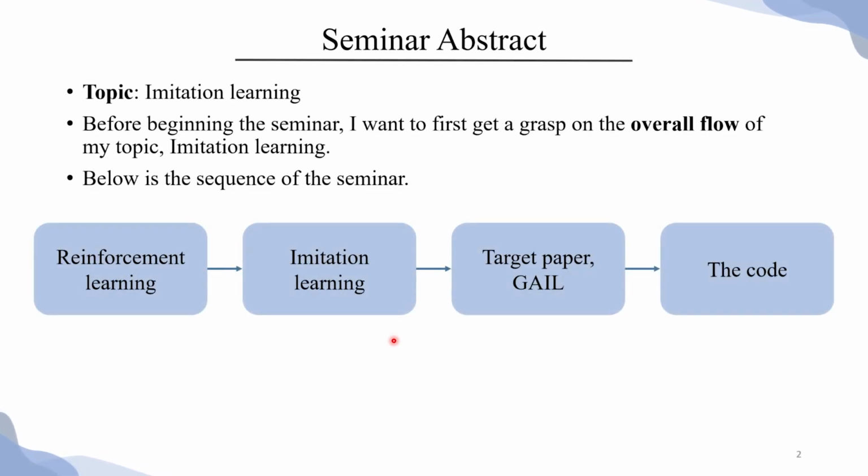This is the seminar abstract. First, I will help you understand the idea of reinforcement learning with examples. Then, I will explain how traditional imitation learning came about. After that, we will look at a paper called GAIL, which addresses problems in traditional imitation learning methods. Finally, we will go through the code together.